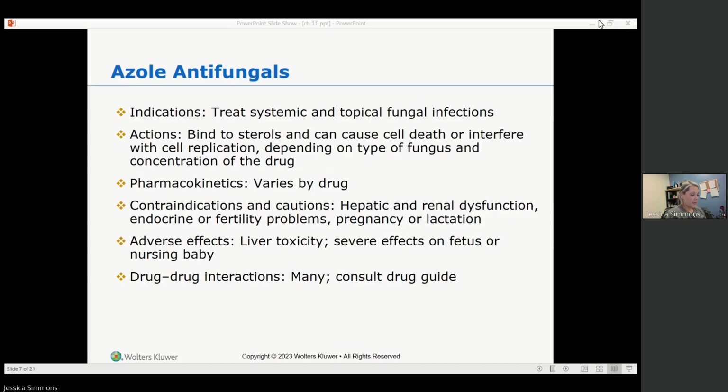Azole antifungals, so your ketoconazole, fluconazole, miconazole, those are all azole antifungals, increase the levels of multiple medications: warfarin, sulfonylurea anti-diabetic medications. So if these are concurrent, you need to monitor for toxicity. Okay, very, very important.